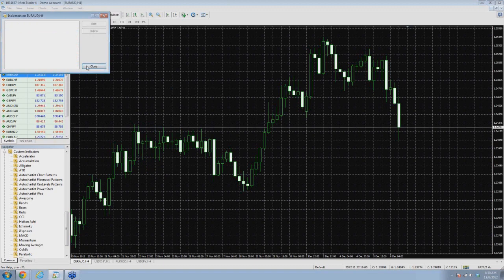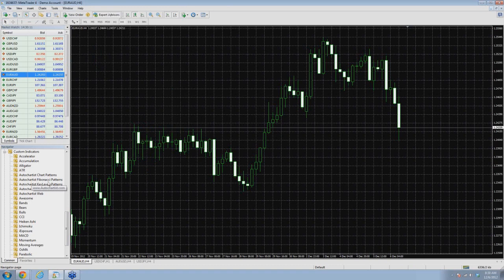I have an opportunity to do Fibonacci patterns. I have an opportunity to do key level patterns. All right, I can even look at power stats. I didn't show you that one. If I put this on here, power stats are going to show up as horizontal lines, and they're going to give me price targets.